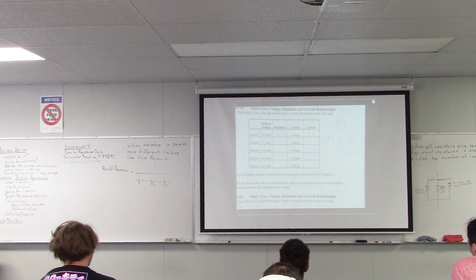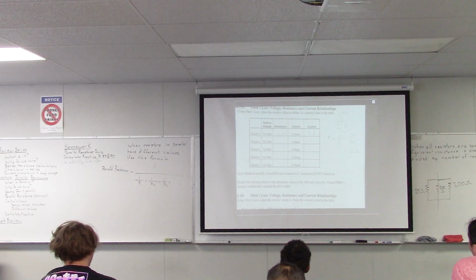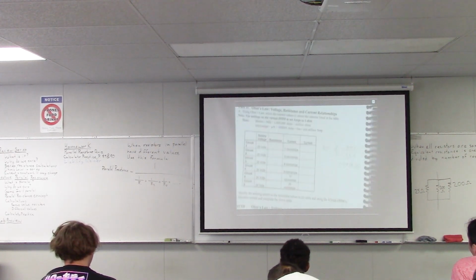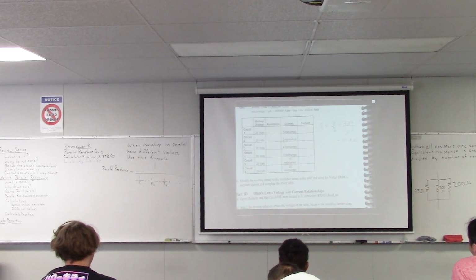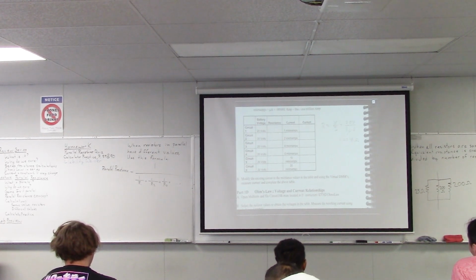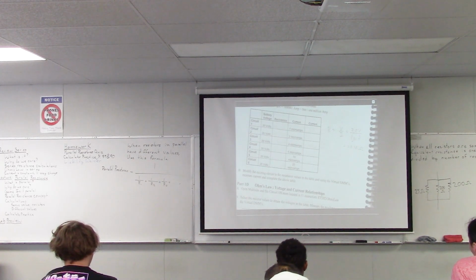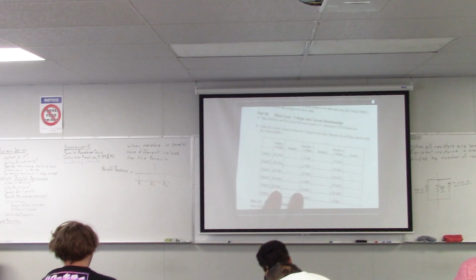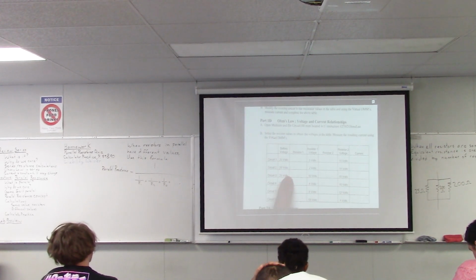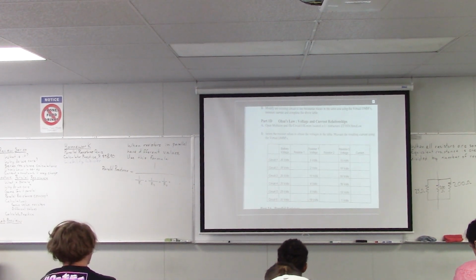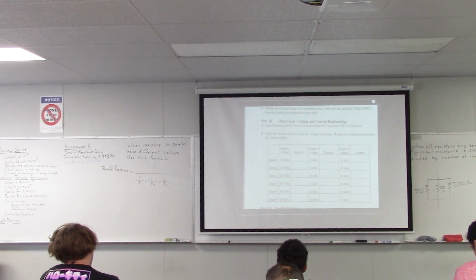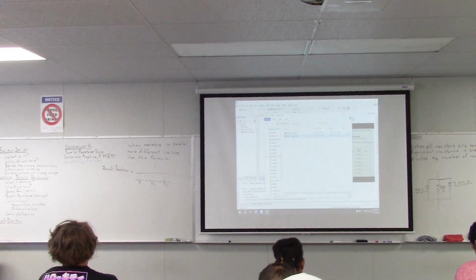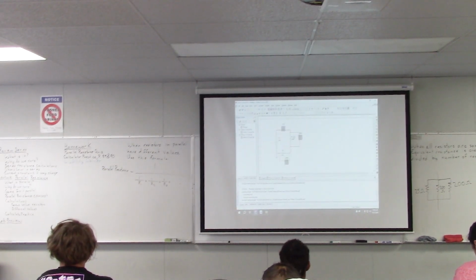Okay. So all right. So we go through and do that. For the next part of the lab, we have the voltage and current relationship. So we'll go back to our folder, and this is 10B.